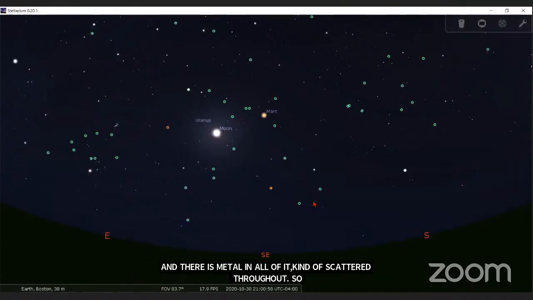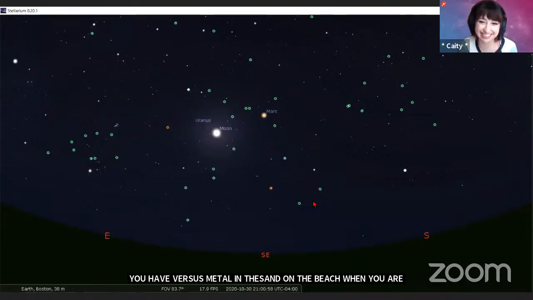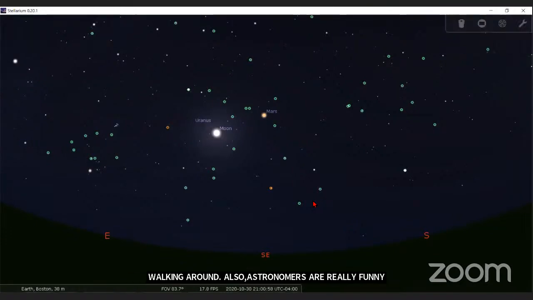Yeah, and it's interesting to think how metal looks different from maybe a metal spoon that you have versus metal that's in the sand on the beach or when you're walking around. And also astronomers are really funny about what they call metal. That's a good point. Astronomers pretty much say anything beyond helium is metal. So yeah, we're not chemists.